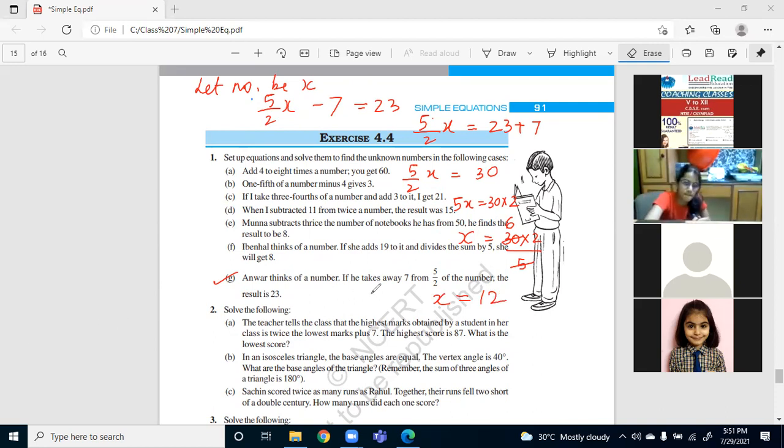So why he has done this: if he takes away 7 from 5 by 2 of the number. तो मैंने बोला था जो from के बाद होता है वो हम पहले लिखते हैं. So I will write 5 by 2 x minus 7. Take away means subtract. So how will I frame the equation? From 5 by 2 of the number, so it is 5 by 2x minus 7 and result is 23. So 5 by 2x minus 7 is equal to 23. Then we have solved it with the help of rules of transposition.